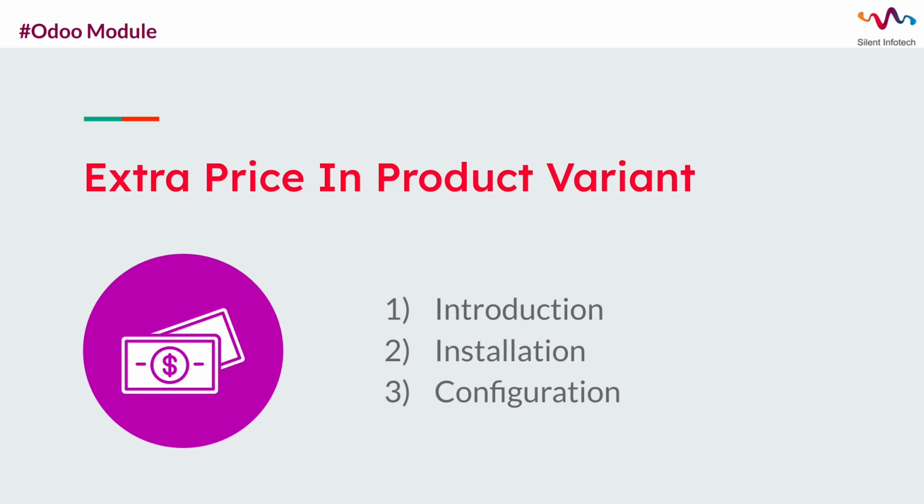The Extra Price in Product Variant module is a comprehensive solution designed to address the limitation of editing sale prices for product variants within the Odoo ERP system. This module introduces the functionality to modify the sale price individually for each product variant, enabling businesses to accurately reflect variant-specific pricing. Now let's see how to install this module.